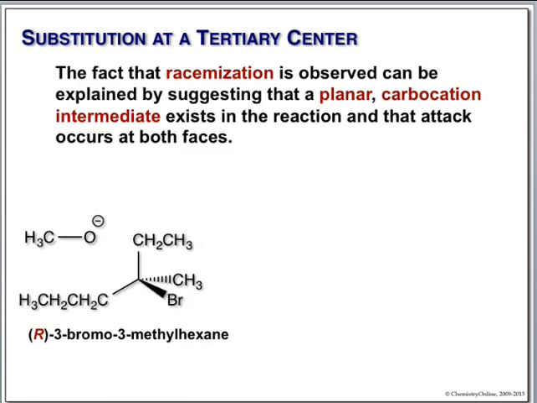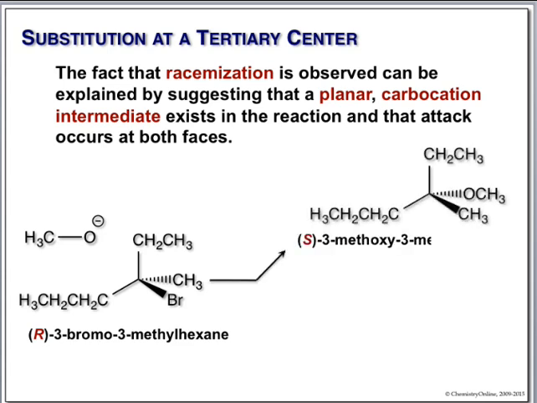The racemization, this is a tertiary alkyl halide, and I've drawn this with our configuration. Methyl group is the lowest, and it's in the back. This is our electrophile. If we did a true SN2 reaction, we would expect to get inversion of our configuration. Again, bromine is going to leave, oxygen is there, and we would get the S-3-methoxy-3-methylhexane. So that's what we would expect.